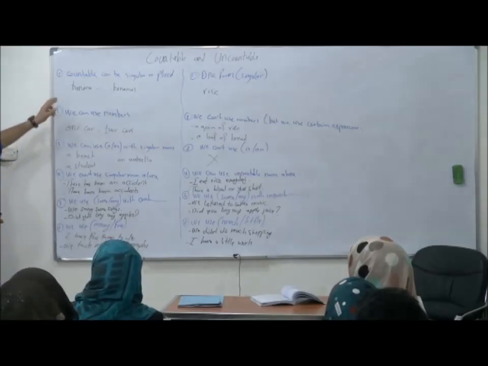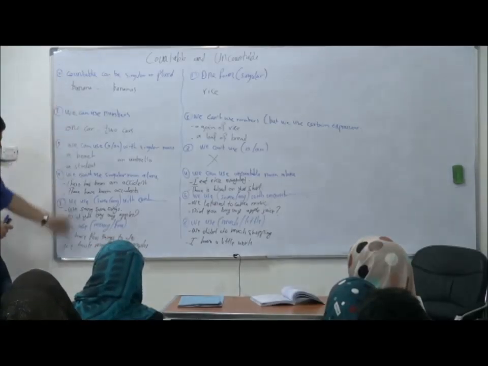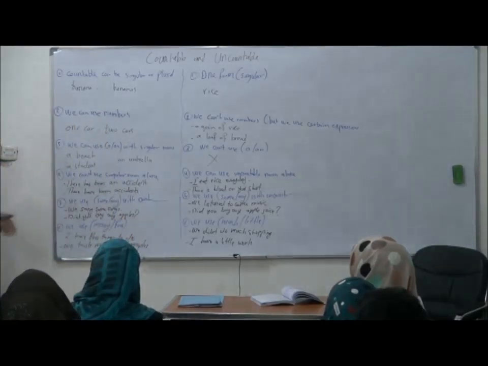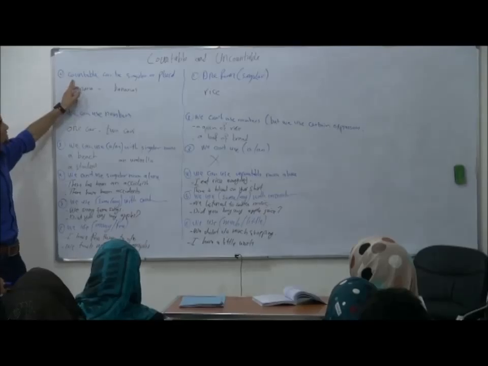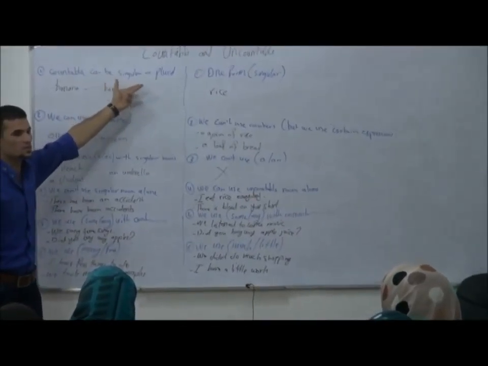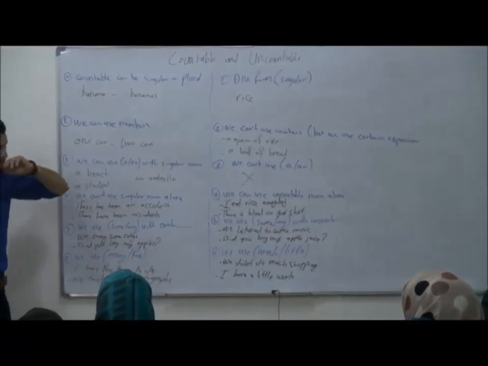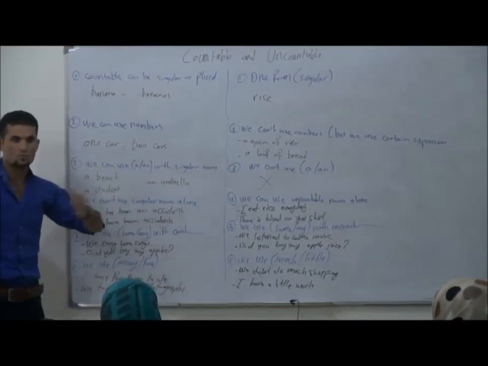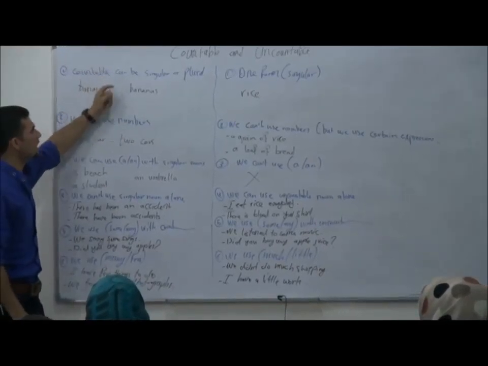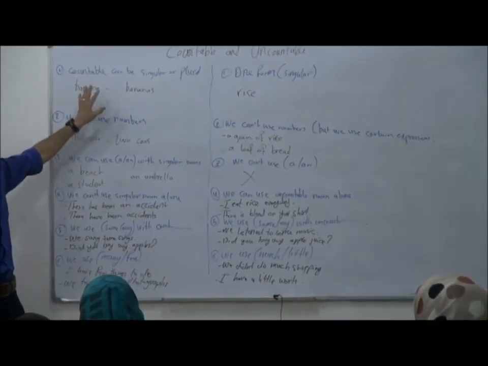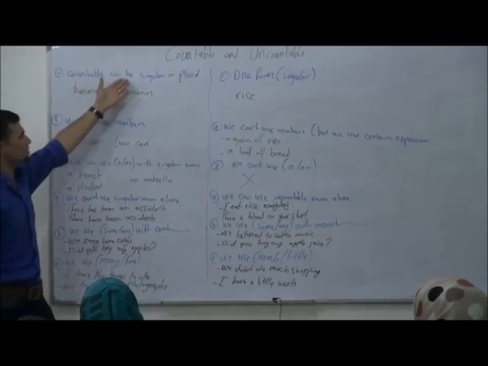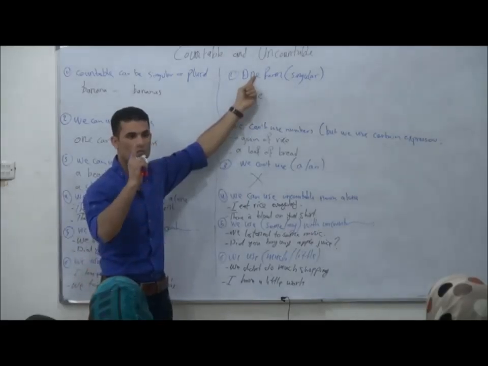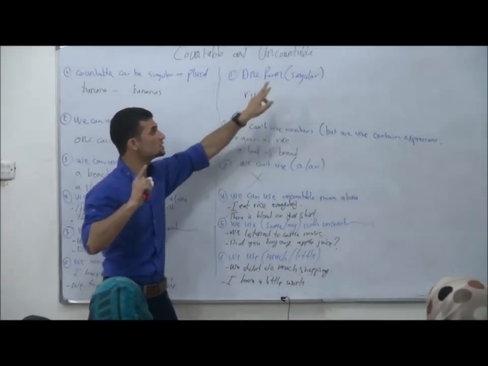To start with, we have a comparison between countable and uncountable nouns, okay? We have six points. Number one, a countable noun is the noun that can be used either singular or plural, right? We can say banana or bananas, door, book or books. It can be used in the singular or plural, while an uncountable noun has one form only, which is singular.